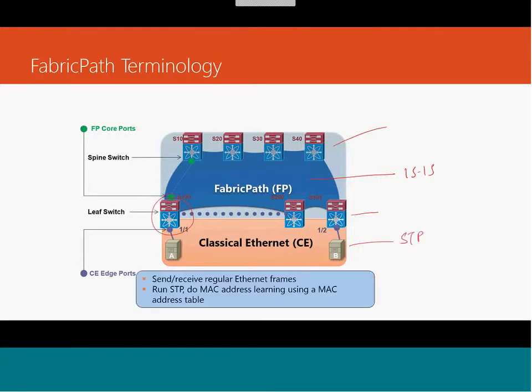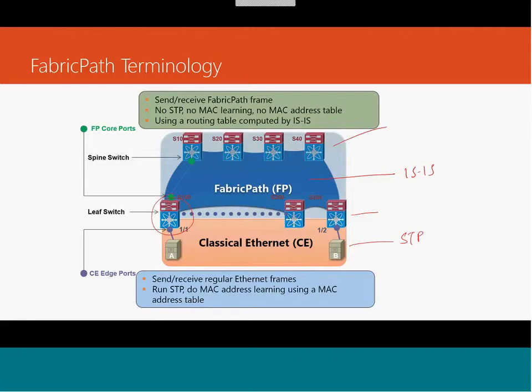So what happens there? The classical Ethernet environment sends regular Ethernet-based frames. They do MAC learning and populate the MAC address tables. On the spine switch side, or towards the core side, it only understands the Fabricpath frame. It does not understand any MAC. It does not maintain any MAC tables. It does not run STP. It only maintains its own routing table computed by ISIS, right? And as I said again, you don't need to configure ISIS. It's all automatic.